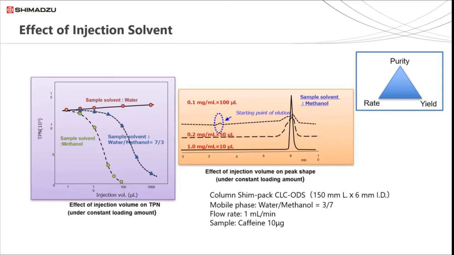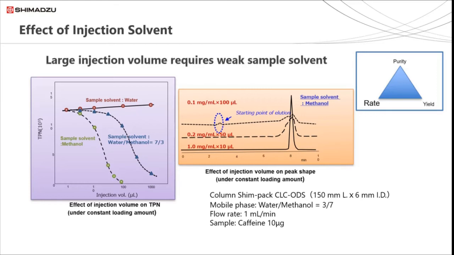At 50 microliters we see significant band broadening, and at 100 microliters we even see some breakthrough, and the start of the peak is seen way down between 2 and 4 minutes retention. For large injection volumes we require weak solvent or our purity and yield will be compromised.